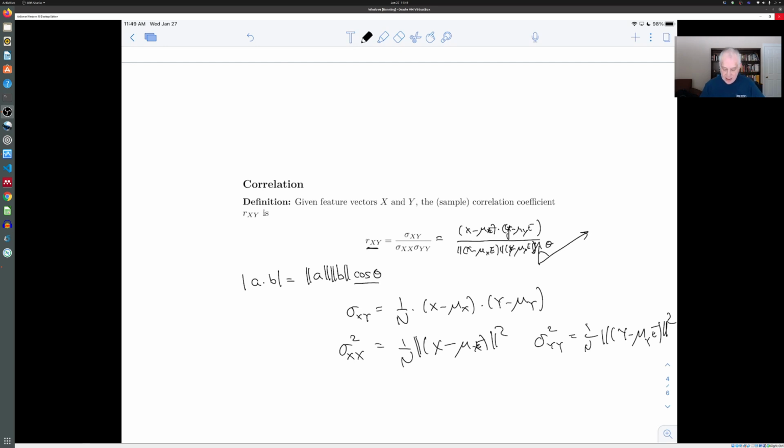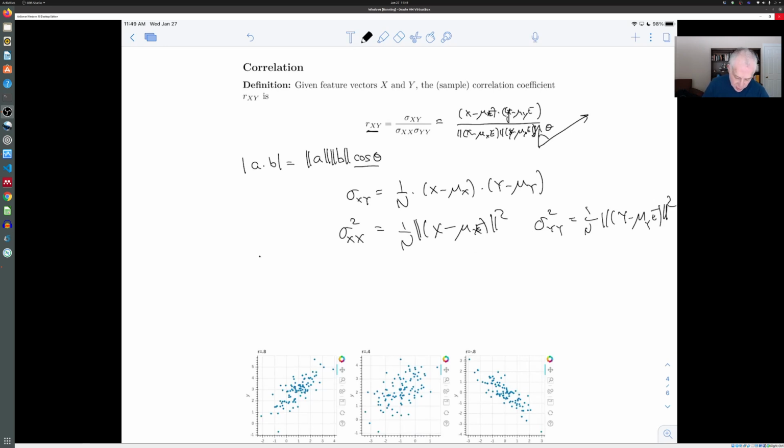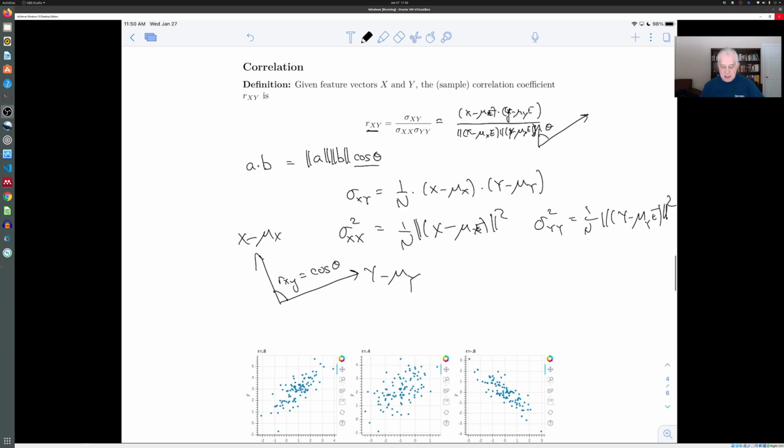In other words, if here we have the vector x minus mu x e, and here we have the vector y minus mu y e, rxy is the cosine of the angle in between. And I don't need the absolute value here, provided that we understand what we mean by the cosine of an angle in terms of its sign. These vectors are in a high dimensional space, but they span a plane, and in that plane it makes sense to talk about the angle between them, and that's what this cosine does.